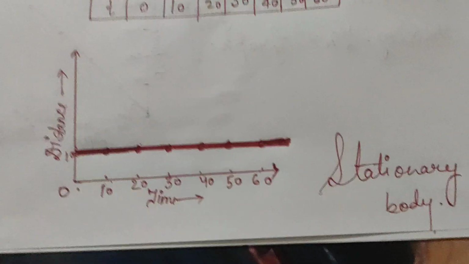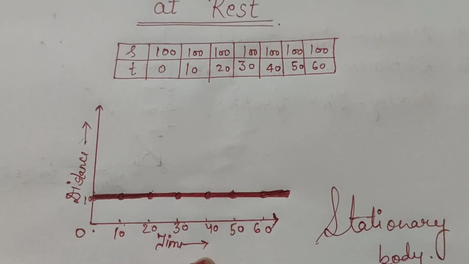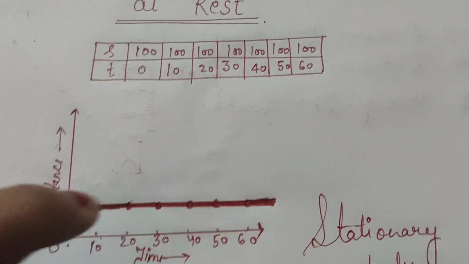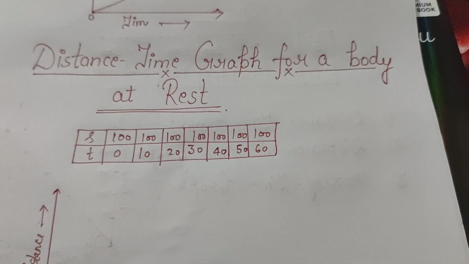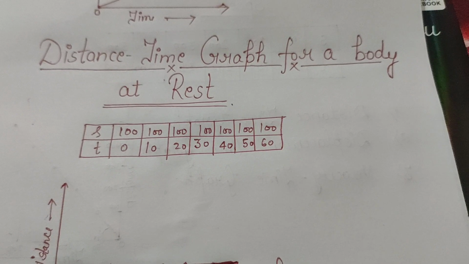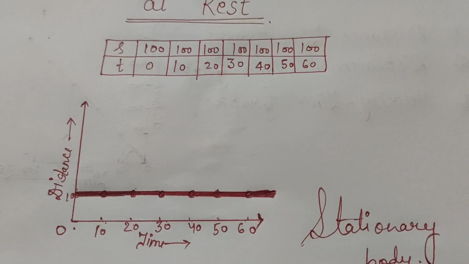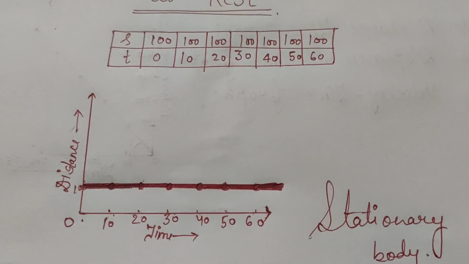So the graph for a stationary body or a body at rest is a straight line parallel to the time axis. So now if the question comes, what is the distance time graph for a body at rest, or what is the nature of the distance time graph for a body at rest, you will write the answer: it is a straight line parallel to the time axis.